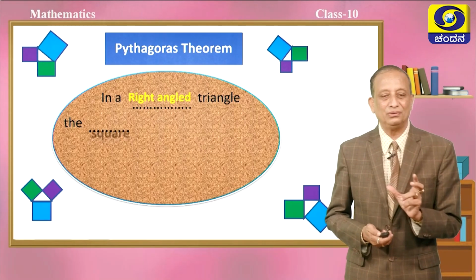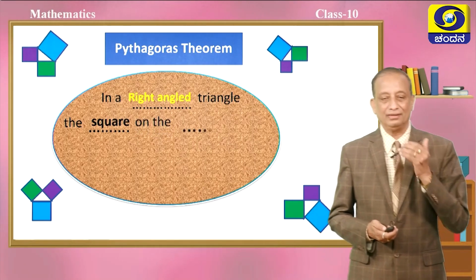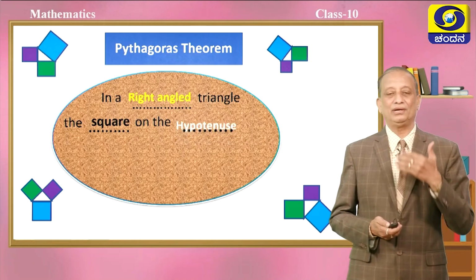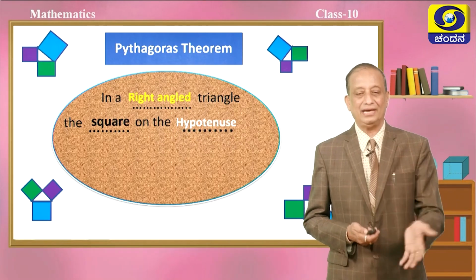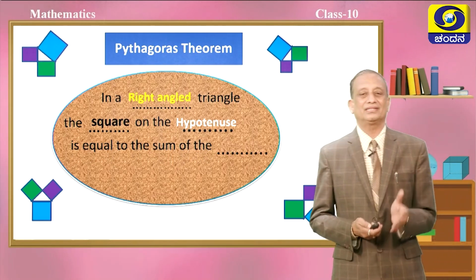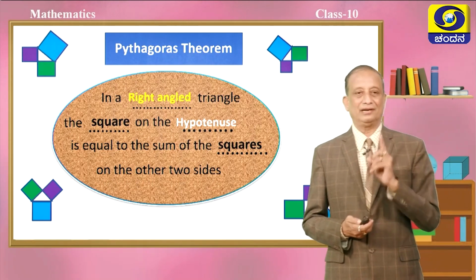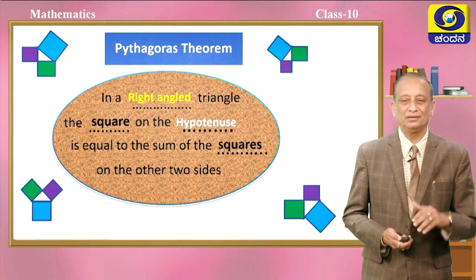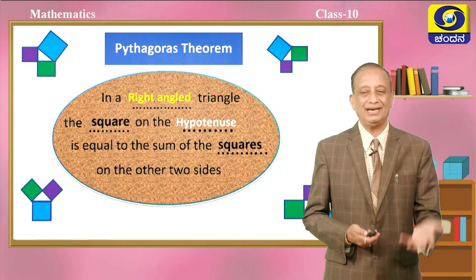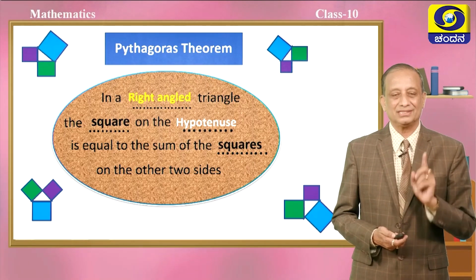what is that we have to do? We have to take the square. On which side, children? We have to do it on the hypotenuse. So, the area of the square on the hypotenuse is exactly equal to the sum of the squares on the other two sides. Children, normally in the public examination, you will be asked to state one particular theorem from our textbook. This is how we have got to state the theorem.